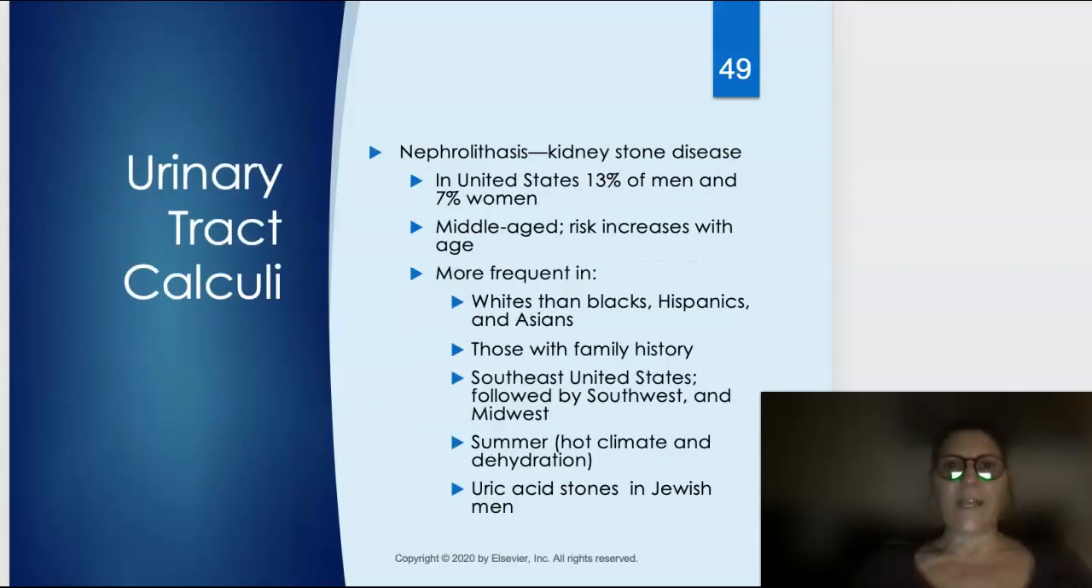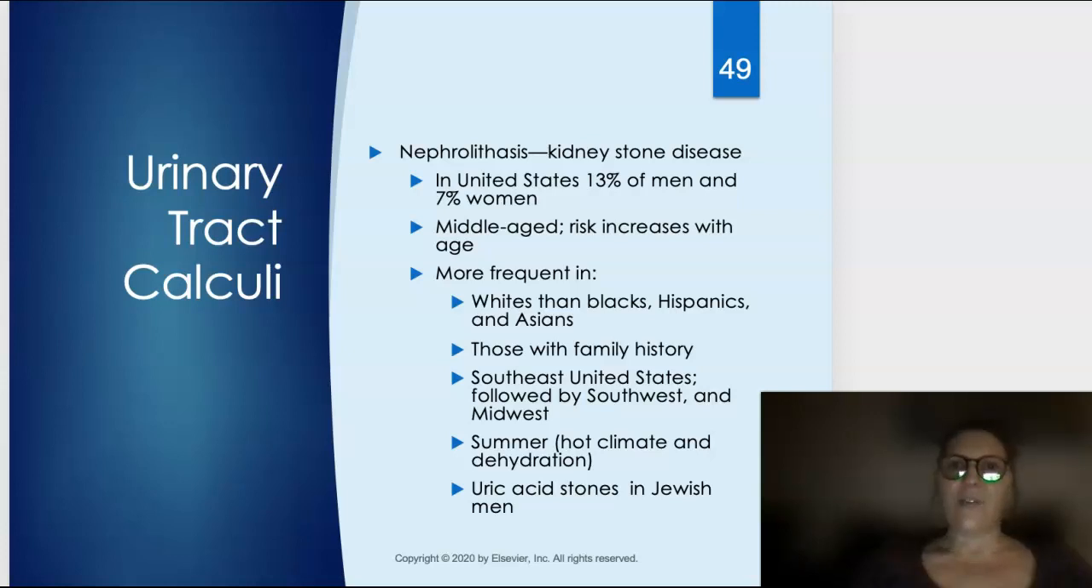So urinary tract calculi, or kidney stones, that's the fancy word, urinary tract calculi, nephrolithiasis, but kidney stone disease is what we're going to call it. In the United States, 13% of men and 7% of women. The risk increases with age. It's more frequent in whites than blacks, Hispanics, and Asians. Those with a family history have a higher incidence.